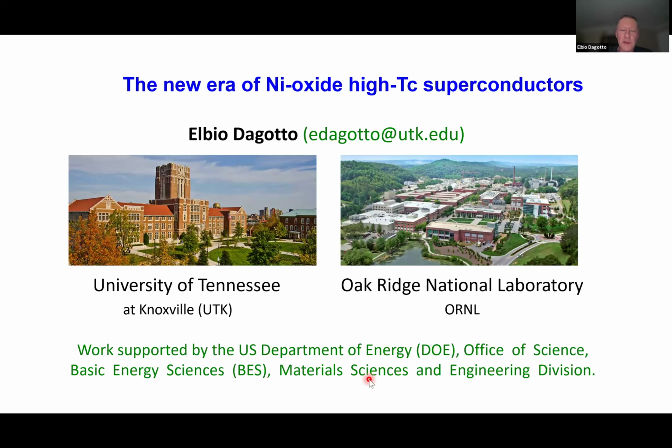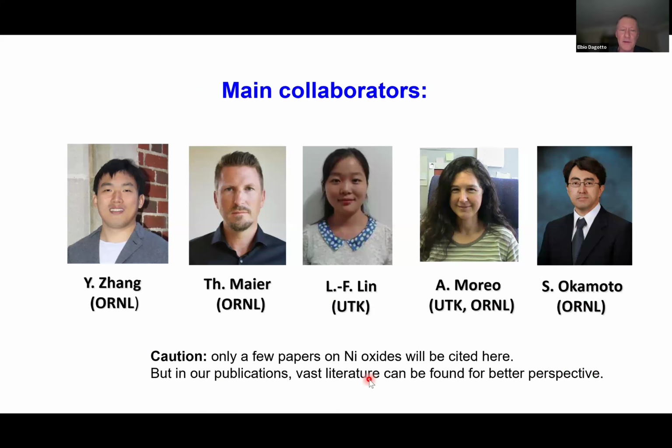Usually I have this page towards the end, but I never make it to the end. So I better show my main collaborators early on. I have many collaborators in this area, but the core are these 5 individuals shown here: Yan Shan, Thomas Meyer, Lin Fan Lin, Adriana Moreo, and Satoshi Okamoto. Especially I want to bring to your attention the 2 big experts whose results I will be reproducing. Yan Shan is our primary ab initio expert, while Thomas is our primary RPA and DCA expert.